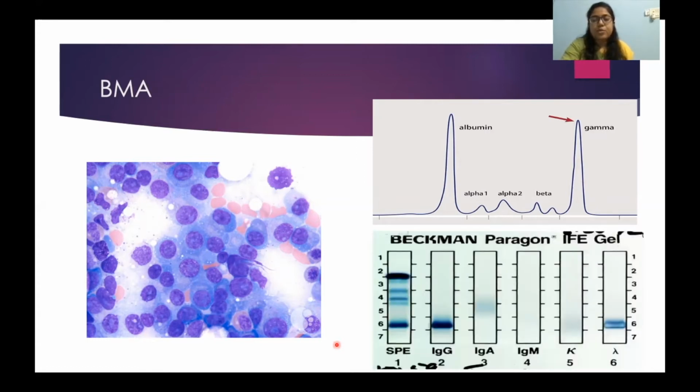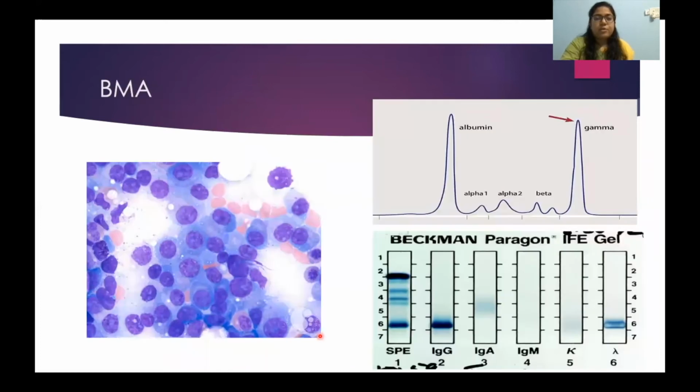And then if you do an IFE, if you try to read this particular IFE gel card, we can see that it is having a clonality for IgG and lambda. So IgG lambda is the clone of the immunoglobulin which is being synthesized in this particular patient.